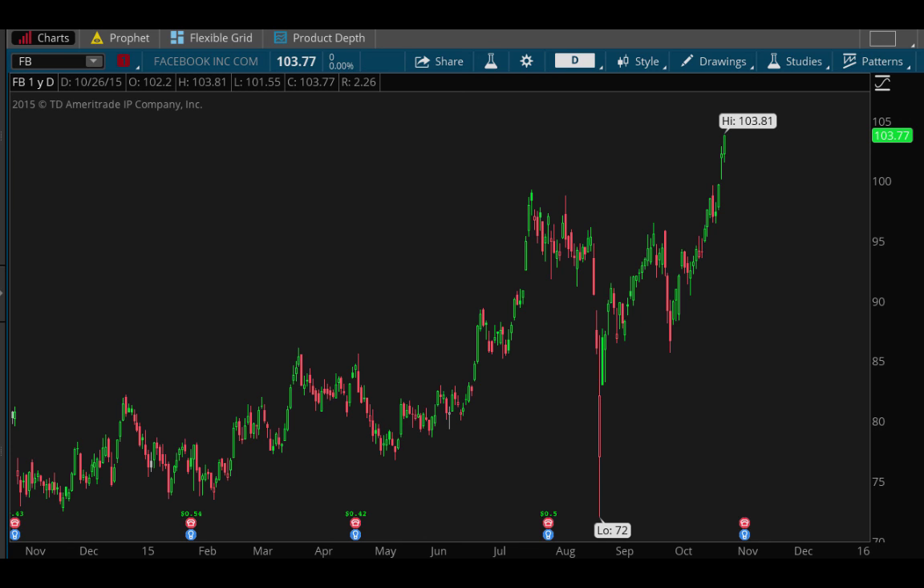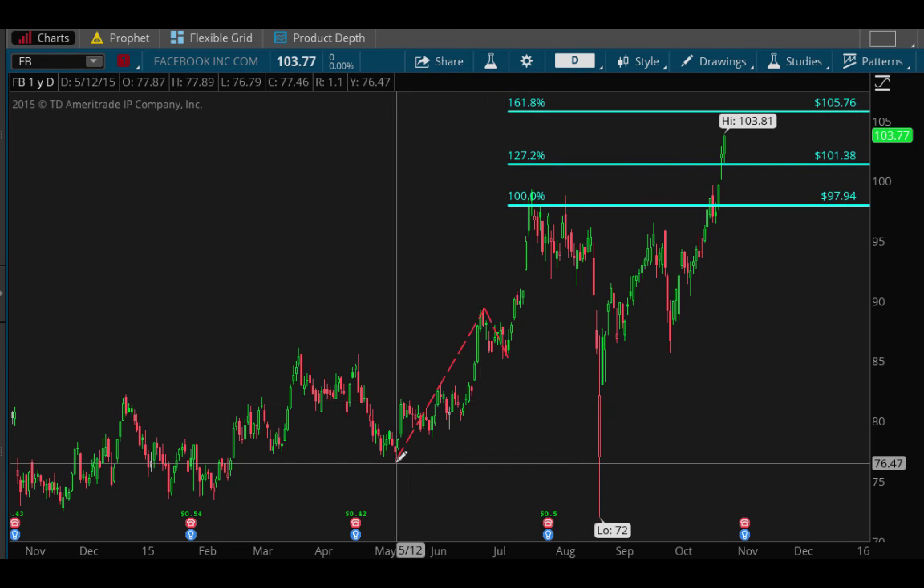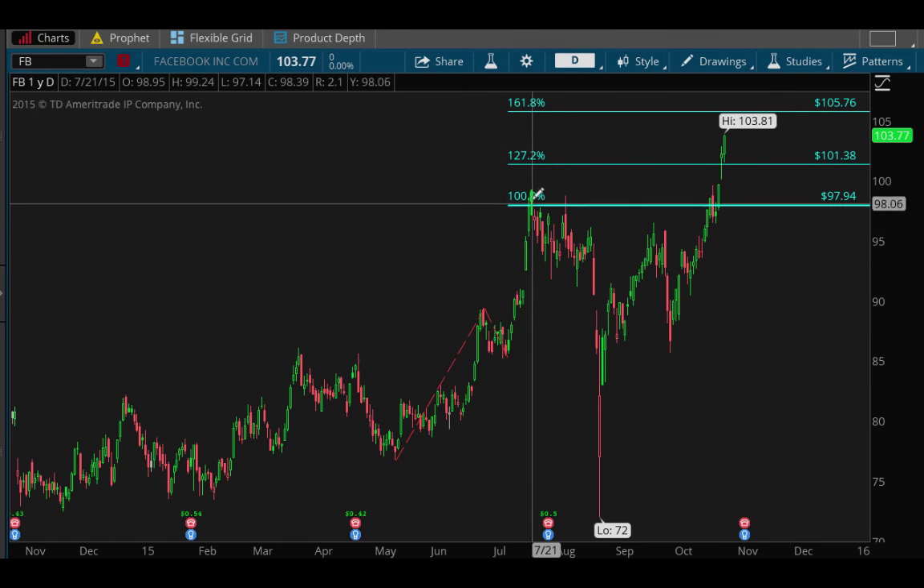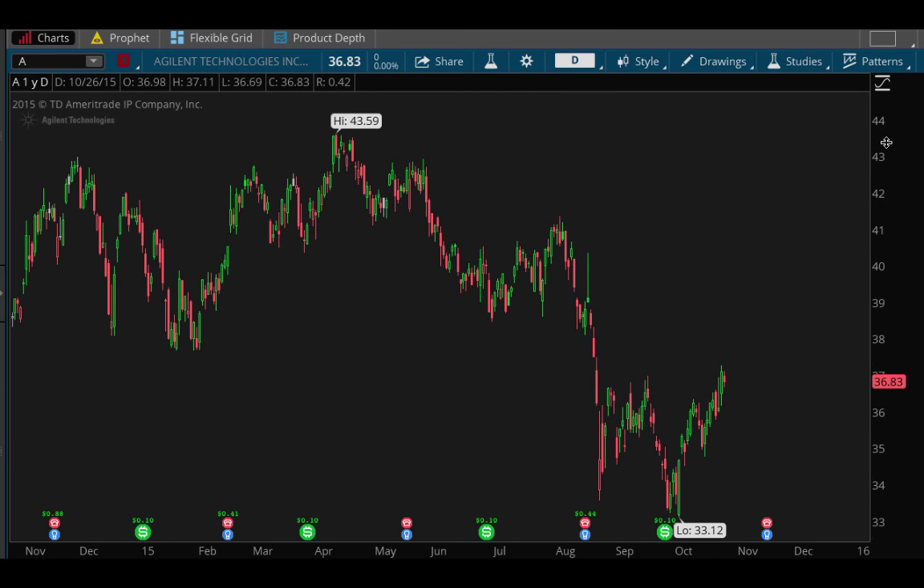Let's take a look at Facebook. If we draw a projection from A to B to C, we can see that the move from A to B is the same as from C to D, which is represented by the 100% level. Projections can be used either way.